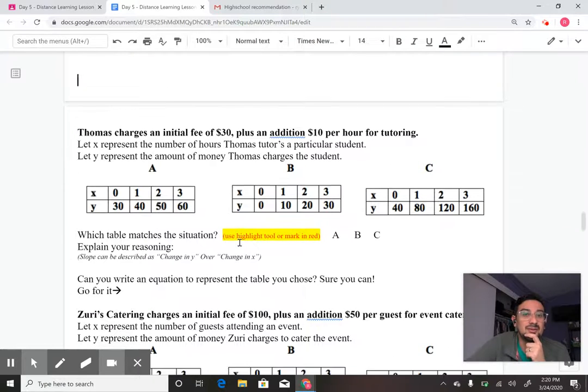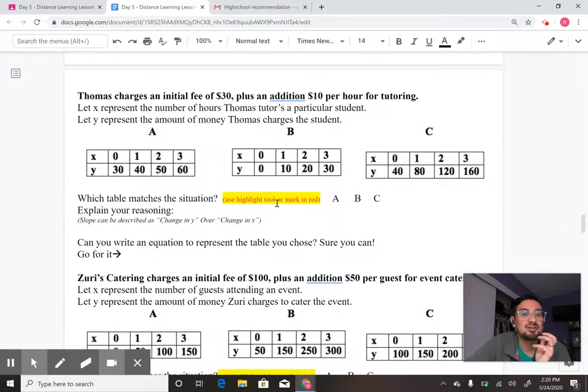So now for the next one: Thomas charged an initial fee of $30 plus an additional $10 per hour for tutoring. Let X represent the number of hours Thomas tutors a particular student. Let Y represent the amount of money he charges the student. From there, you look at the tables, A, B, C. You can see Y is going up by 40, so it's not this one. A and B, Y is going up by 30, okay? It's not B because it starts at 0, 0. This has an initial fee of 30, so you're going to start at 30 for the Y, which would be A. So this one would be A.